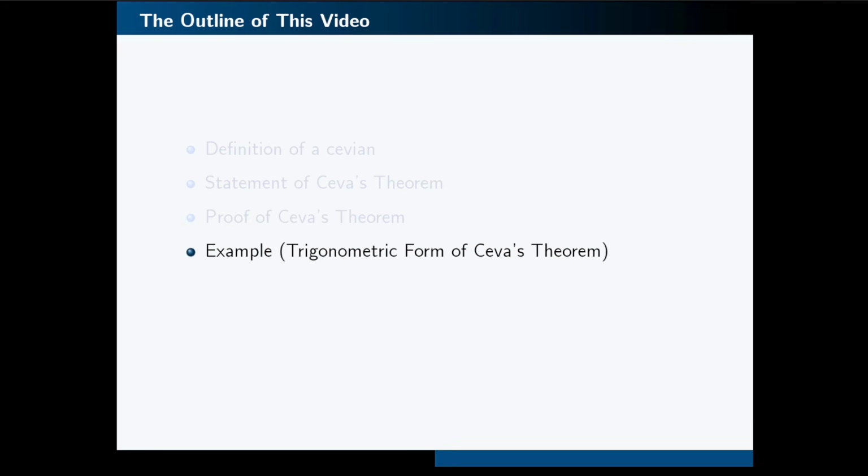Usually, it's called the trigonometric form of Ceva's theorem. Sometimes people also consider this as an important theorem. But of course, I bring it here as an example.